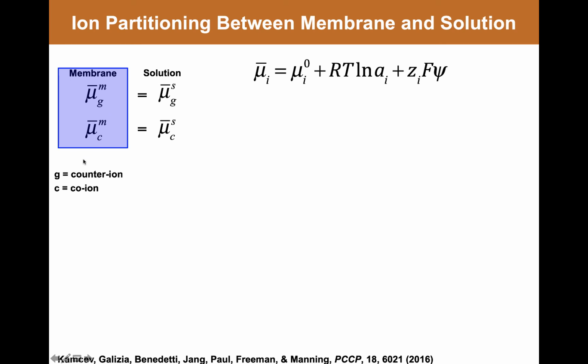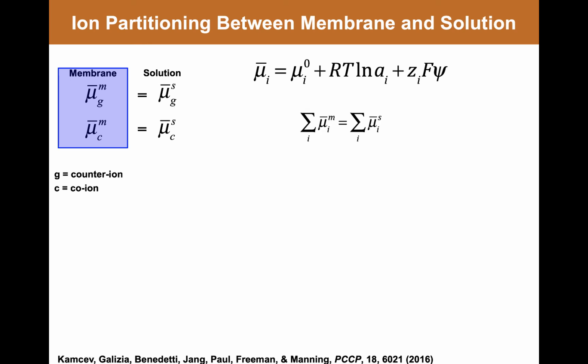Now, historically, counterions are represented by this subscript G, and that means Gegenion, which comes from the German word for counterion, and so we'll use the G here because that's traditional in the field.